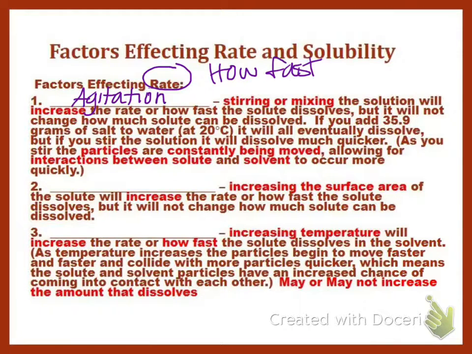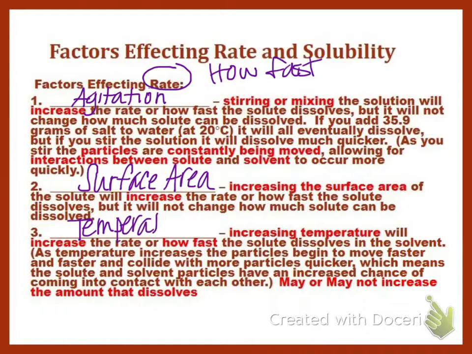The next one is surface area. So the smaller the surface area, the faster it will dissolve. If I wanted to dissolve very quickly, I wouldn't be using sugar cubes. I would use granulated sugar like we're used to using. And then the last one is temperature. Now, temperature we've got to be a little bit careful with because when we're talking about this, we are talking about how fast something will dissolve. It may or may not increase the amount that's going to be dissolved, but it definitely will dissolve quicker at a higher temperature.